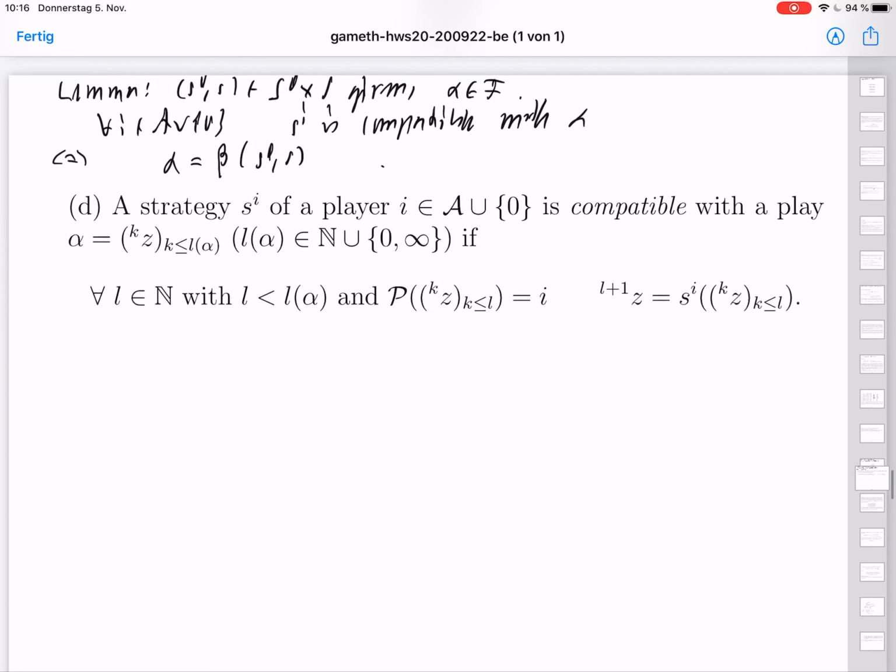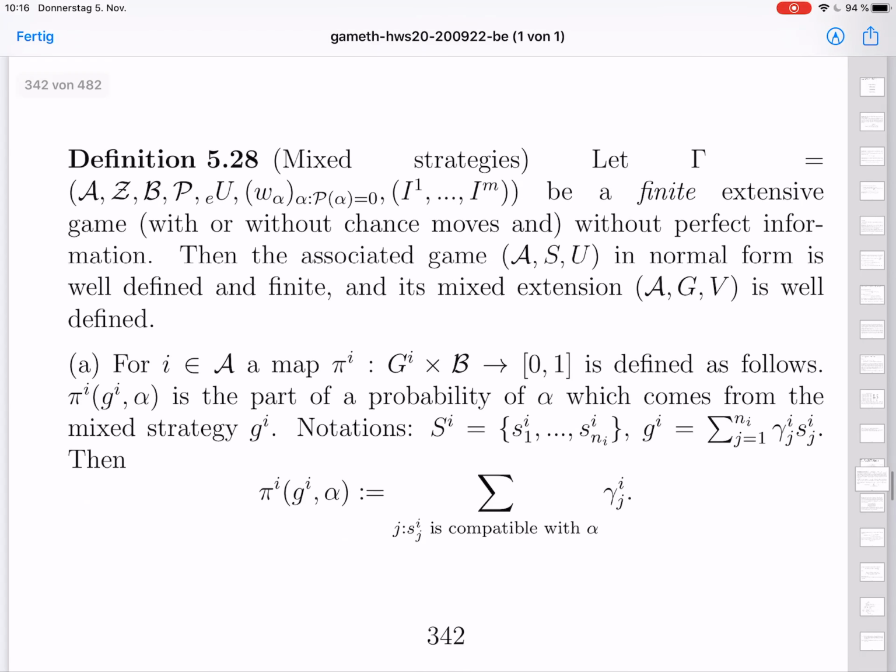So now I still give the next definition in this video, the notion of mixed strategies. Now we have defined pure strategies. And so now we suppose we have a finite extensive game with or without chance moves and without perfect information. Then we do get an associated game in normal form from the last definition. This is well defined and this is also finite. And then we also get a mixed extension. So we do have a mixed extension here for the associated game in normal form for a finite extensive game.